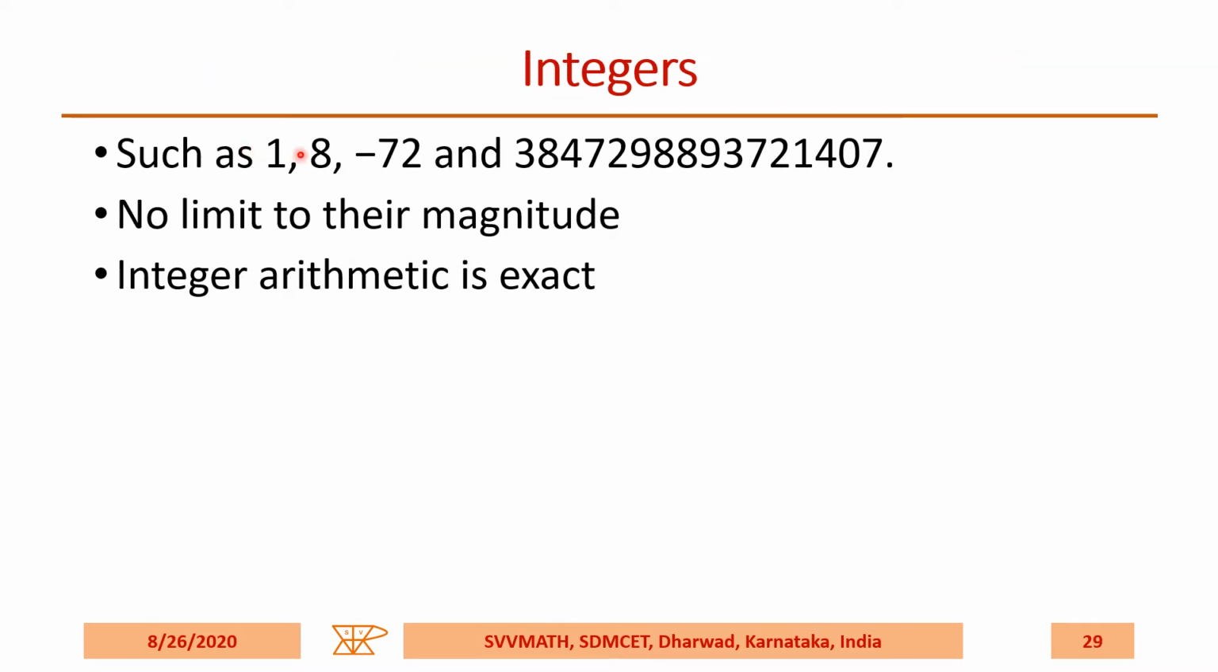Integers you have studied already in C language. For example, 8, minus 72, and another integer number. There is no limit to the magnitude. So one important point which you have to remember: integer arithmetic is exact. Most of the things you may be knowing, it may be just a revision.